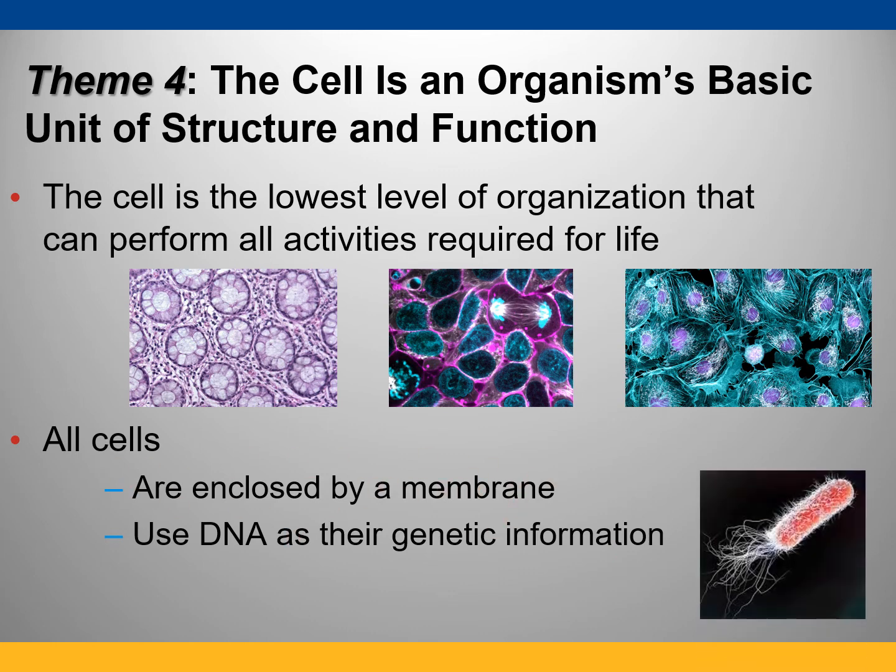So let's look at an E. coli. This is an E. coli cell. Now this one you can't see a nucleus, even though we know it's a prokaryotic cell. It won't have a nucleus. It'll have DNA though that it uses to pass on information. And it has a cell wall, but it also has a cell membrane. Not all cells have cell walls, but all cells have a membrane and all use DNA as their genetic information.